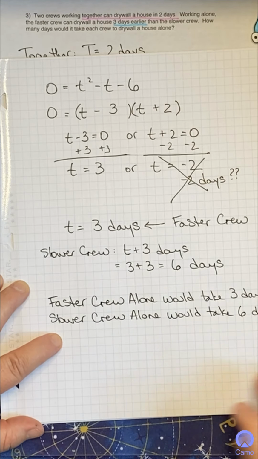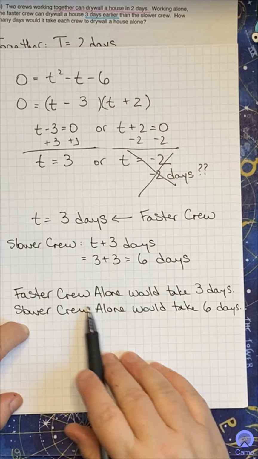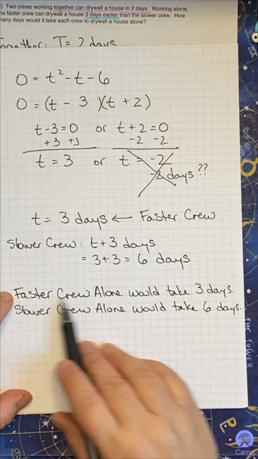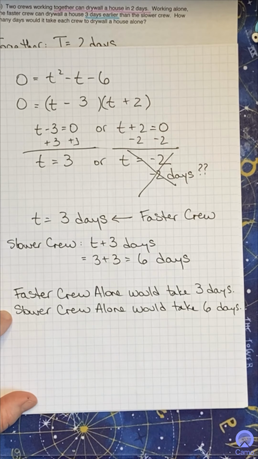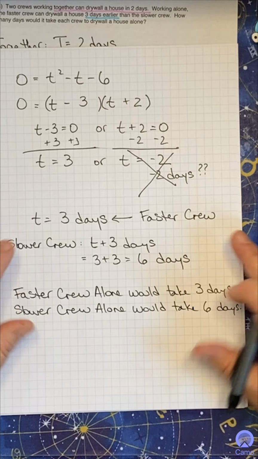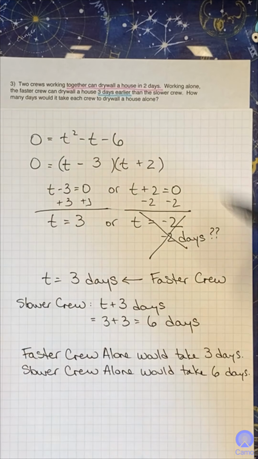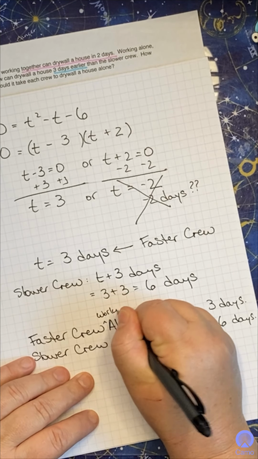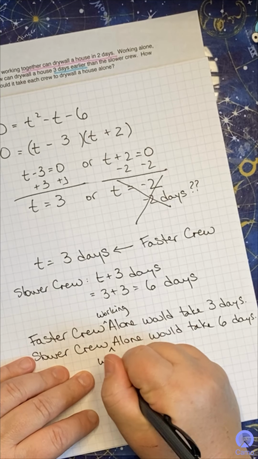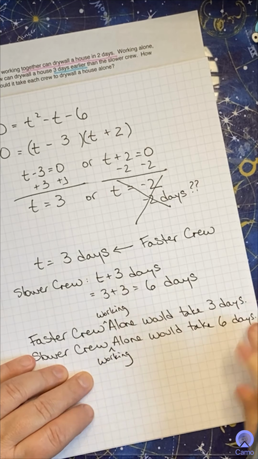And I'm sorry, I'm confusingly capitalizing the alone. I'm emphasizing. So the faster crew working alone would take 3 days. The slower crew working alone would take 6 days. And interestingly enough, the two of them together takes only 2 days, which is kind of cool. So I should say working alone. Should I add this in? Working. There we go. Woohoo.